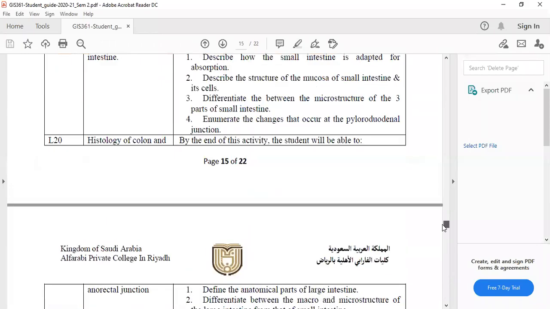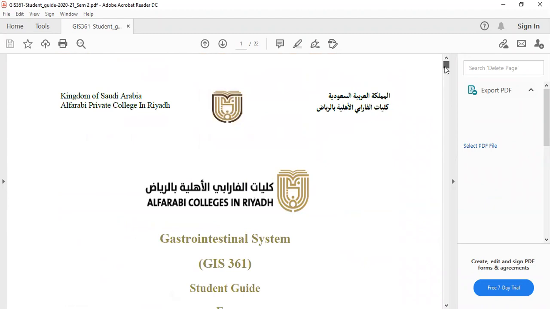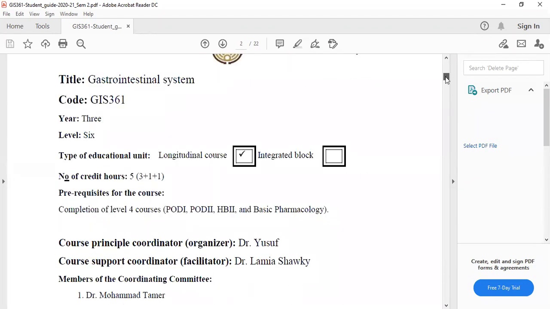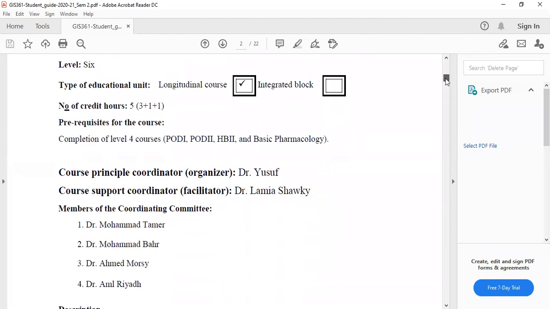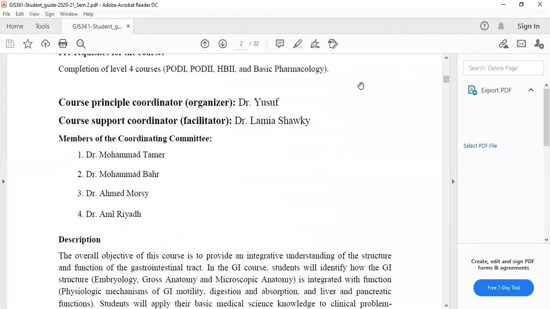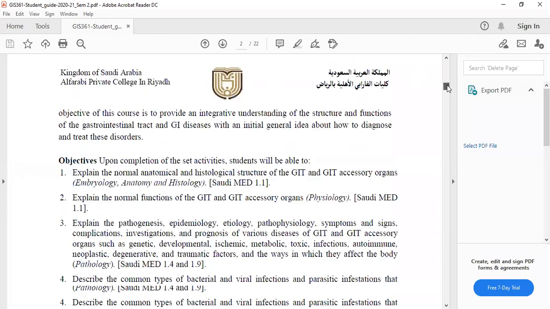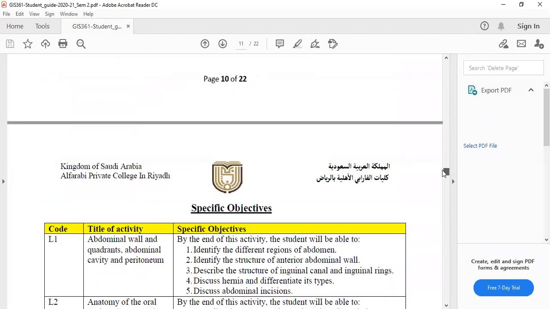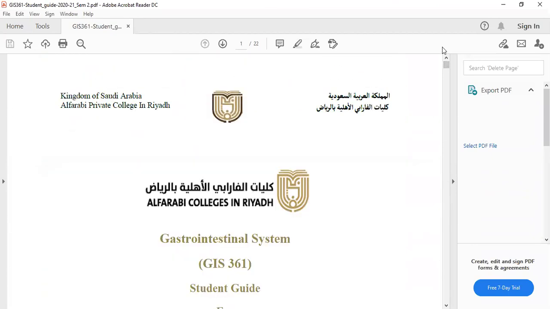So this is a brief introduction to this course as well as the student guide. You should always have this student guide handy. I will be the organizer for this block, and Dr. Lamia will be on the female side. She will support you for this block. If you have any questions, you should first go through the student guide, and if you don't find the answers there, you can ask me. If not, we'll start our lecture. Do you have any questions regarding this?